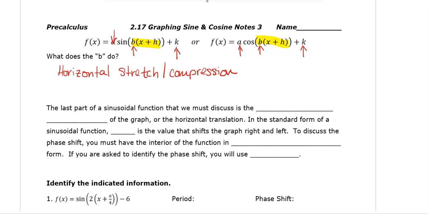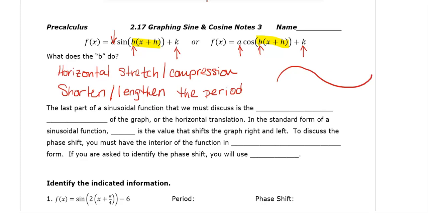Okay, so it's going to do what to the period? It is going to either shorten or lengthen the period. Because if we've stretched our graph out, we've now made the period take longer before it's able to repeat.